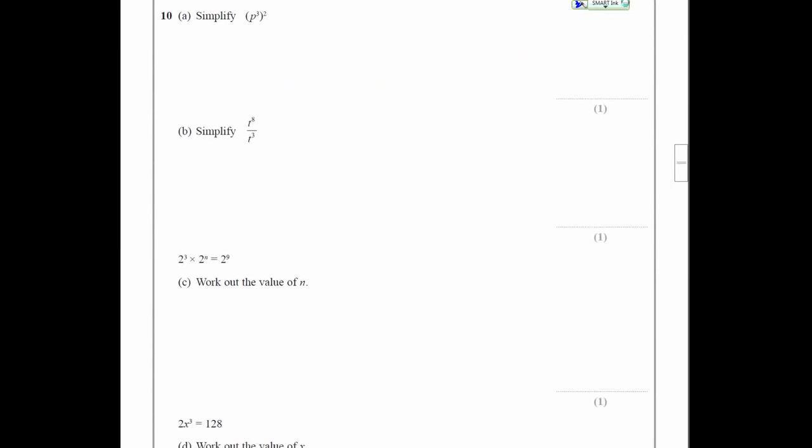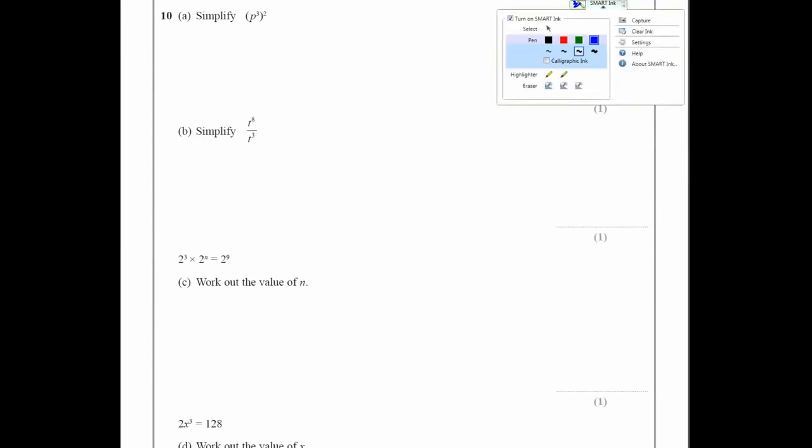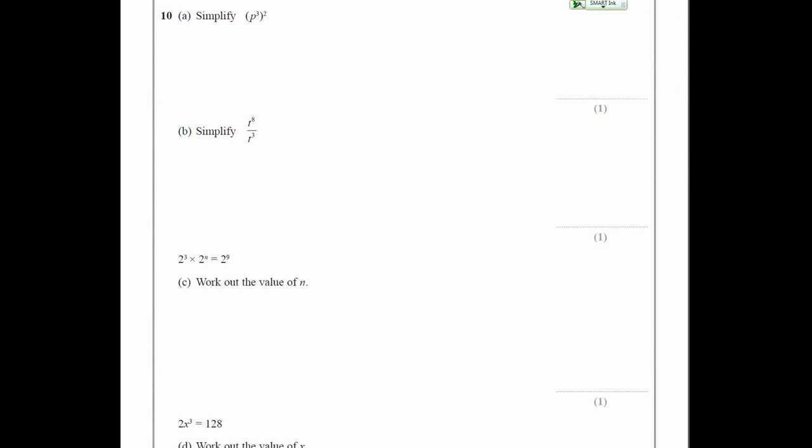Okay, question 10 is some algebra. So let's get cracking on that. P cubed squared. What this actually means when you square something is this thing inside gets times by itself. Okay? So you can actually think of it like that, and you're going to be doing p cubed times p cubed, p times p times p, p times p times p. So you've got p times p 6 times, which is p to the power of 6.